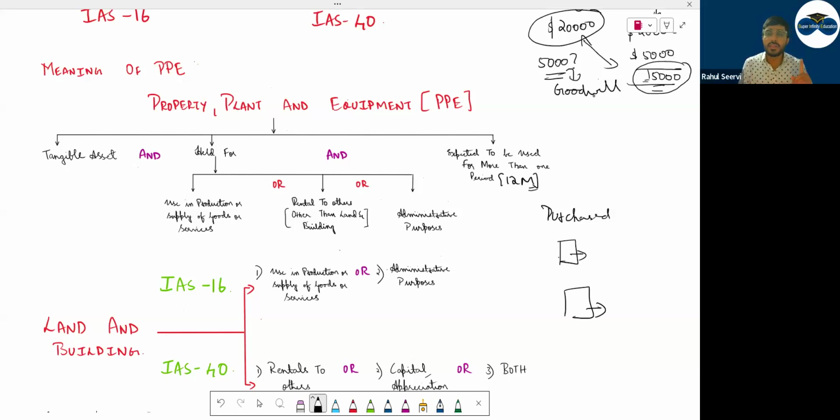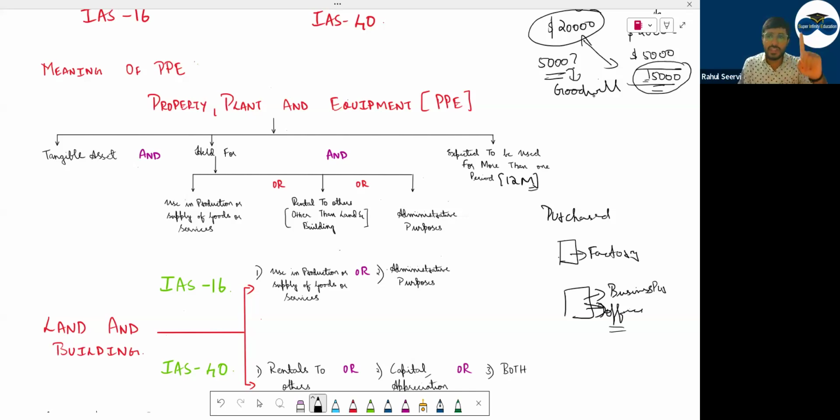If I say I have purchased this building and I am using it for my business purpose, and what type of business purpose? Here, my marketing team, my sales team, my employee staff, all are working in this. This is my office. This is my factory. This is my office for business purpose. Now, this office building is a PP.